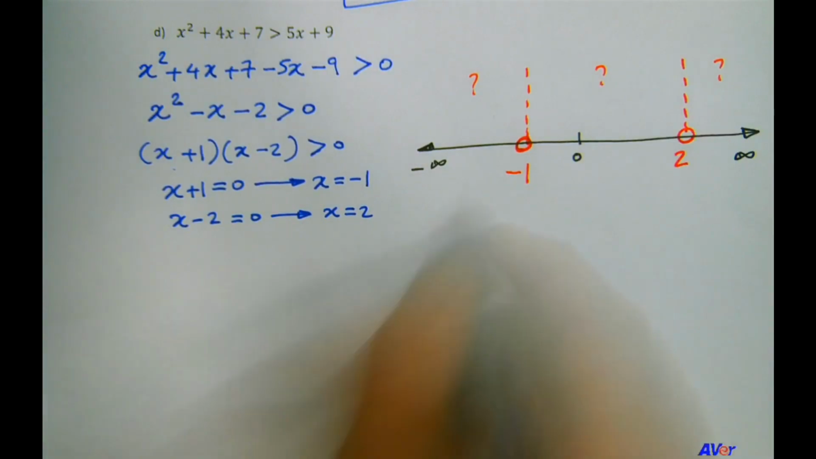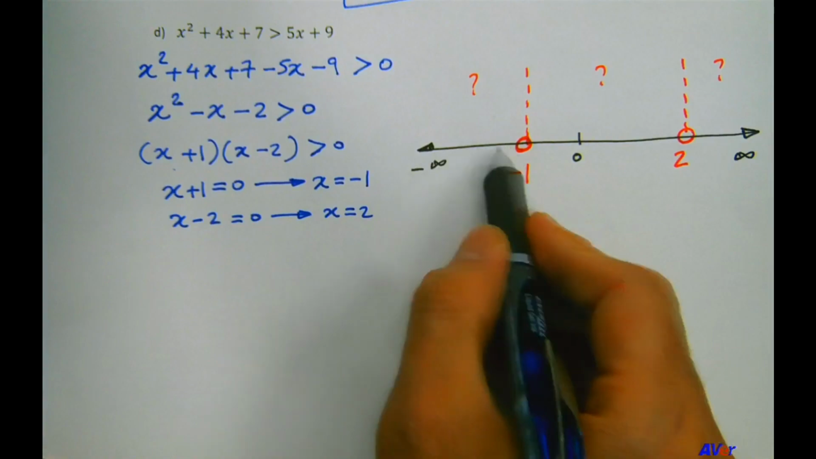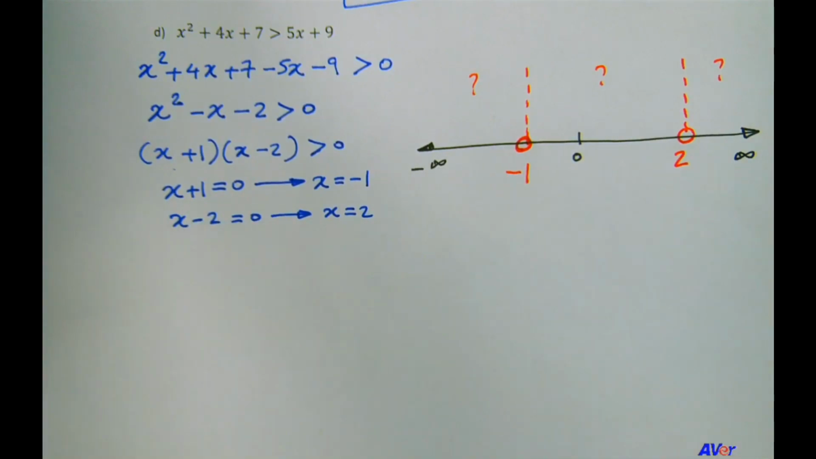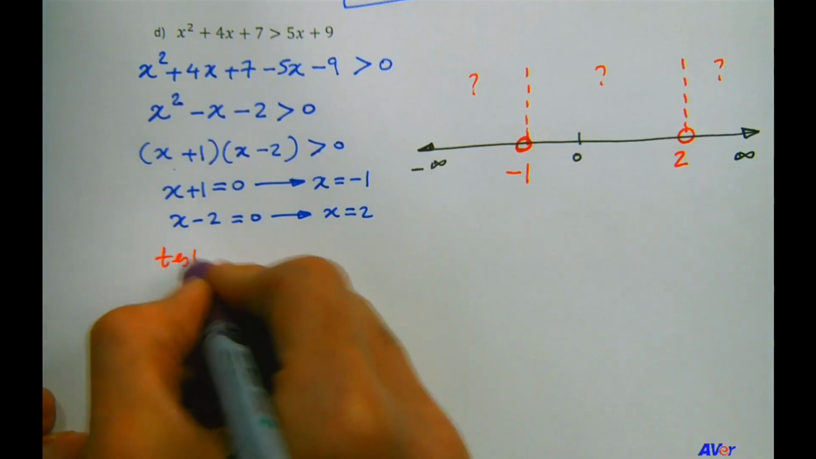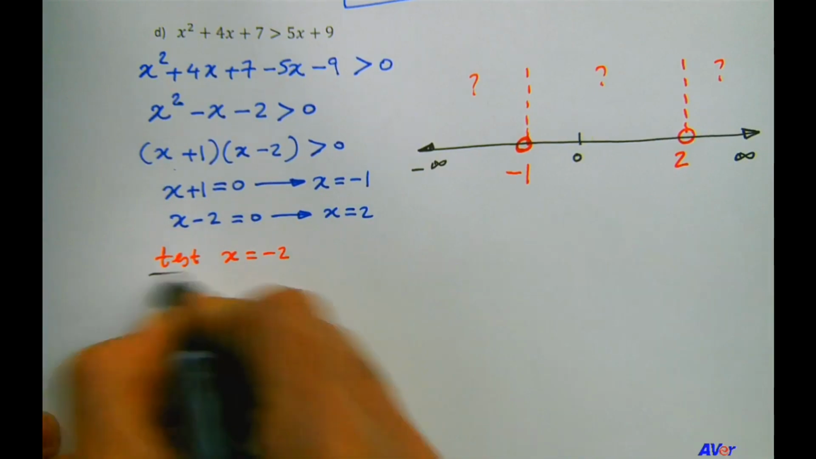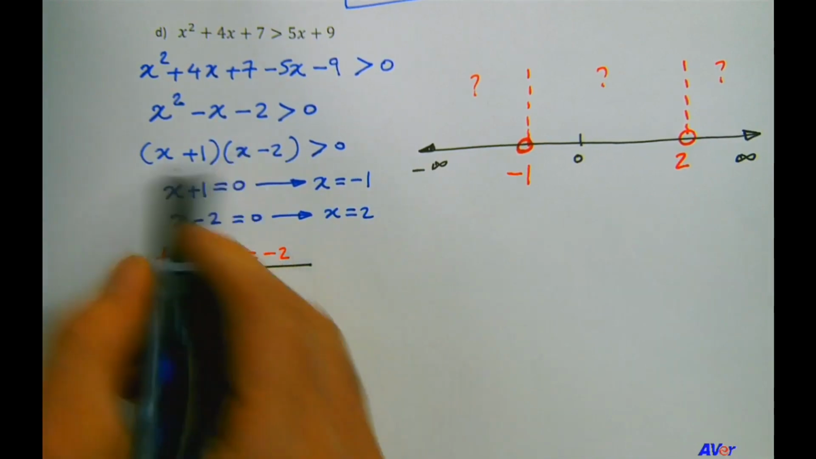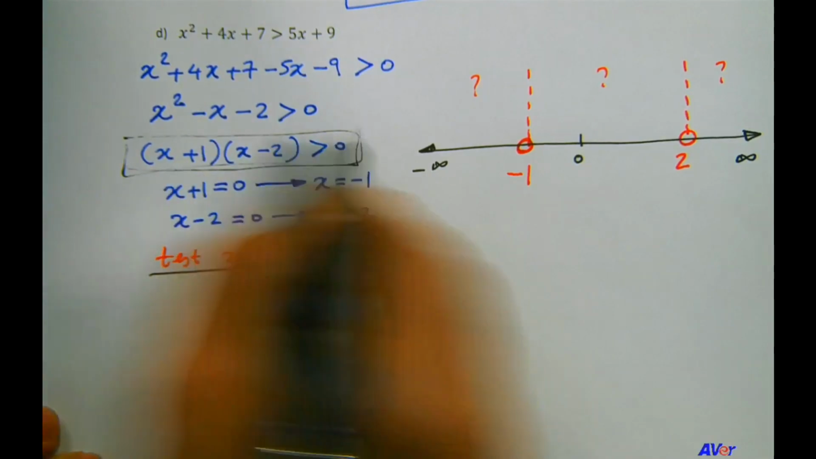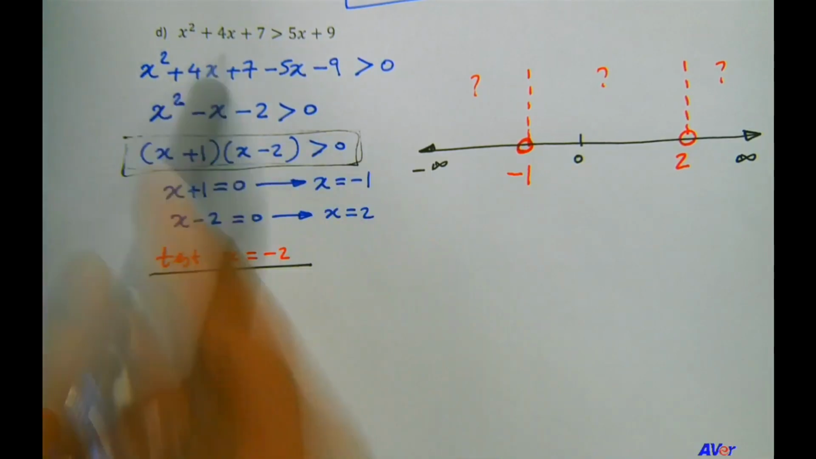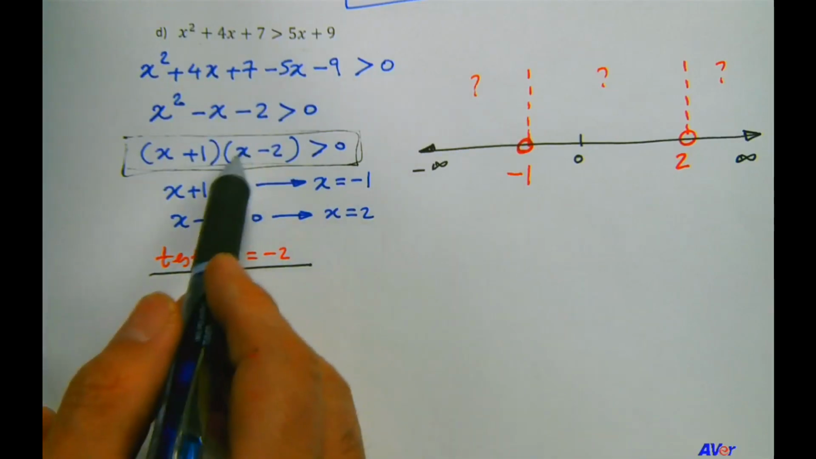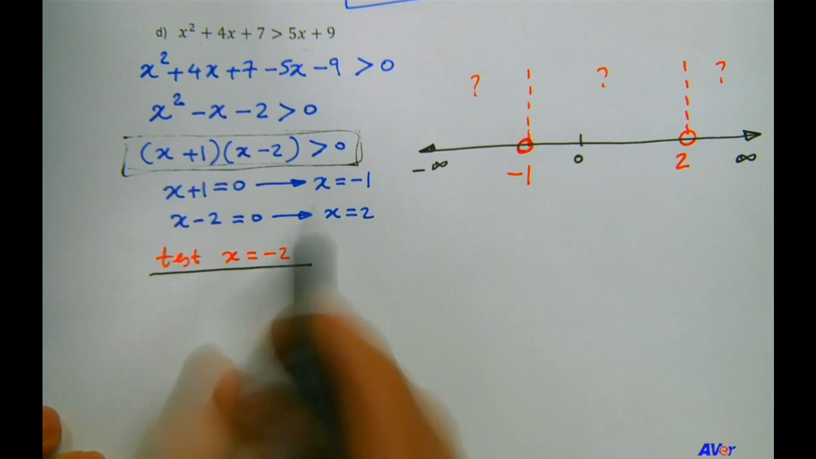Let's test some easy number in this region. Test x equals -2. Let's plug it into this inequality, this one. It's easier to check here. You'll get the same result if you check these numbers here even, or even here. But it's easier if we check this number in the factored form.